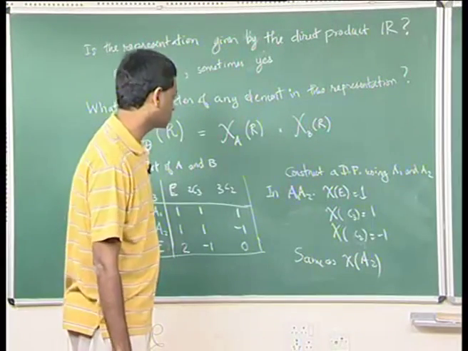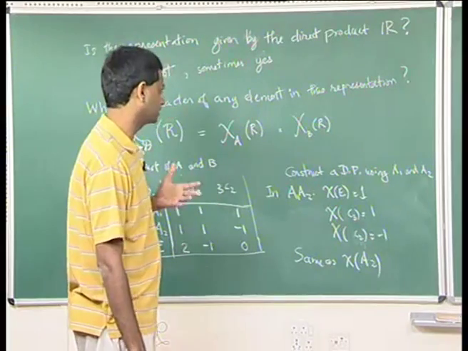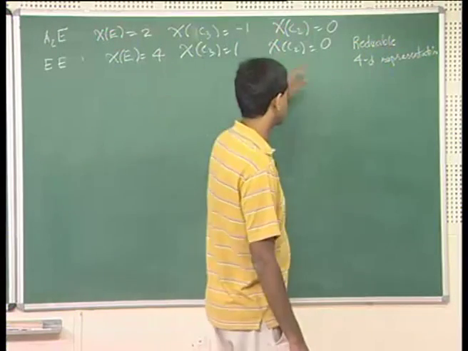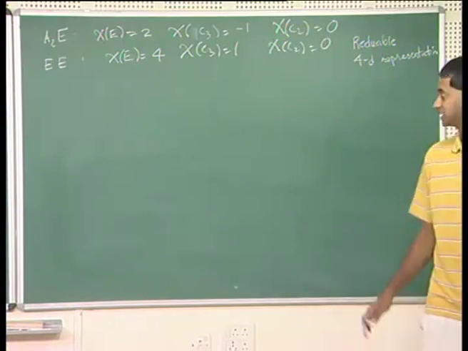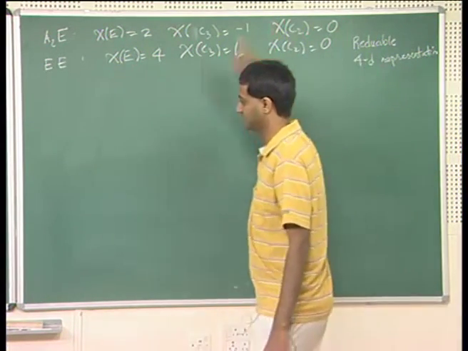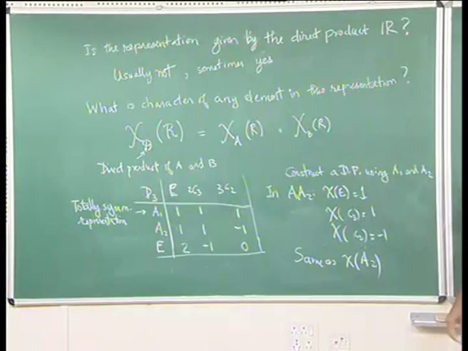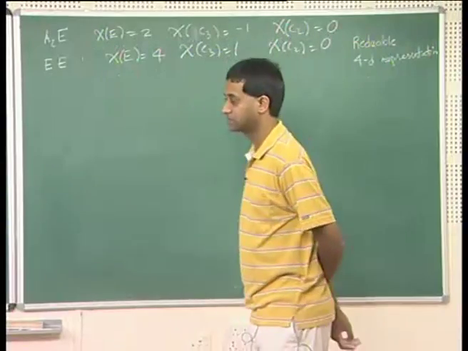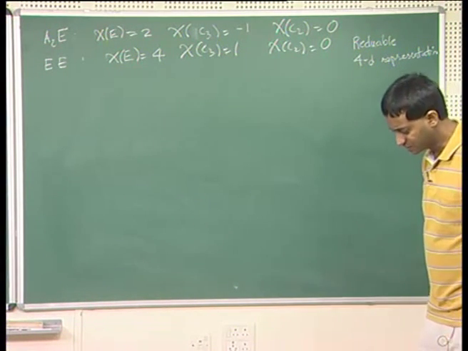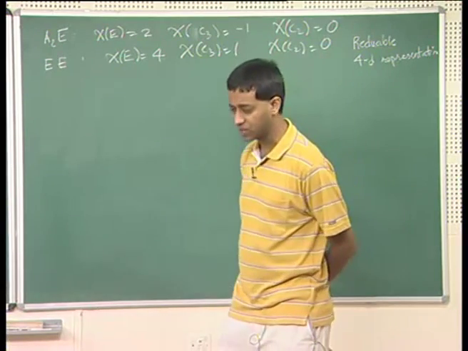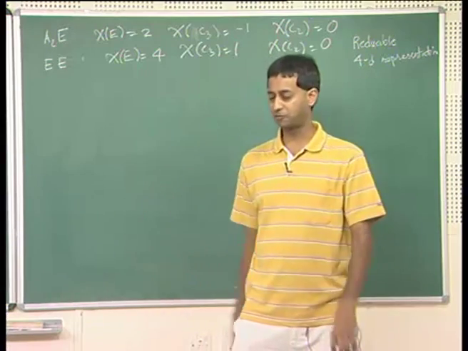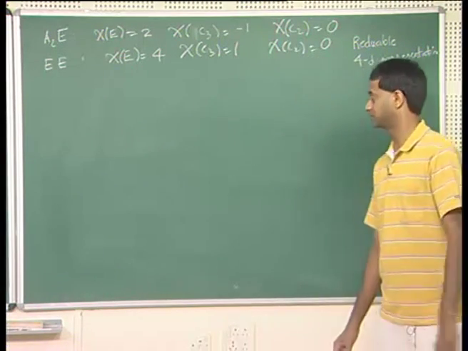Now there is something that you might have noticed. When you construct direct products, you sometimes end up with reducible representations. In some cases, it turned out to be the same as the existing representation, so they turned out to be irreducible, but in general you end up with reducible representations. Now, we said that if you have a representation that is reducible, you can break it into block diagonal forms and write it as a sum of irreducible representations.